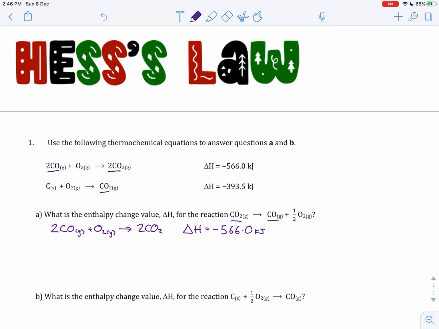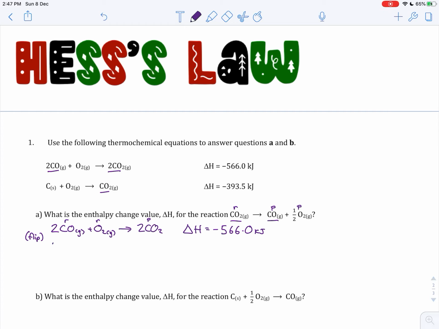You're trying to manipulate this so that it looks like the reaction in your question. So you might be able to see that you've got carbon dioxide in your question, and it's a reactant. But carbon dioxide here is a product. Carbon monoxide in your question is a product, and your oxygen is a product. Whereas in the equation that you've got the enthalpy for, they're both reactants. So what we're going to have to do is flip it.